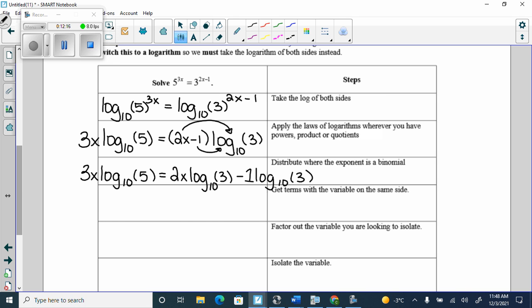X is on the left. Anything without an X on the right. Now you could flip-flop, you could put X on the right, but consistency makes things happen better. So X is on the left. Anything without X is on the right. So I have a 3x over here. It's going to stay.